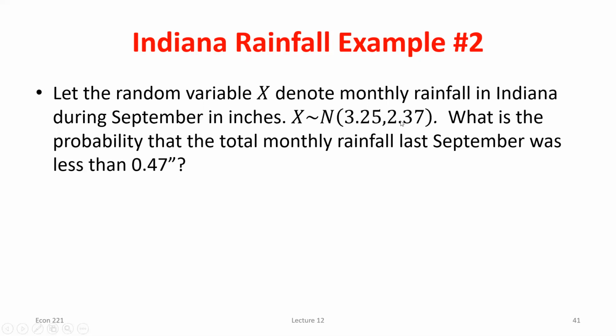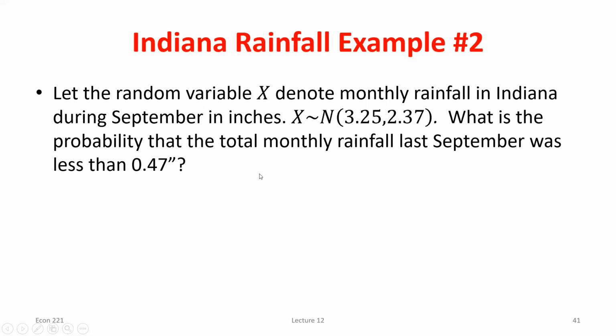Well, first of all, if I take the square root of 2.37, that will give me my standard deviation, right? I think it's on the next slide, but it's like 1.4 or something like that. So how many standard deviations away from the mean of 3.25 would this value be? Well, if the standard deviation is like 1.4, we're almost 2 standard deviations below the mean. So we can start to think this probability is probably going to be relatively small, right?